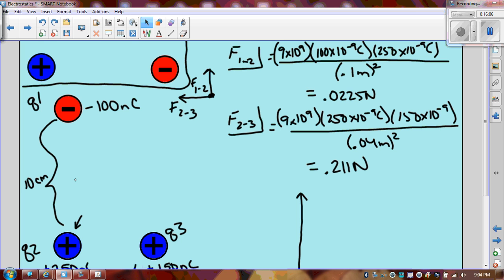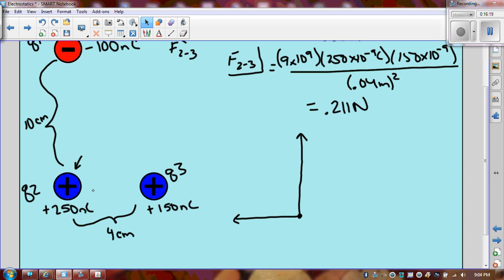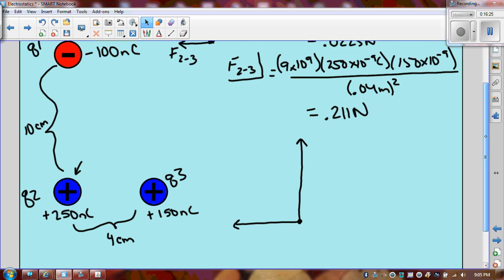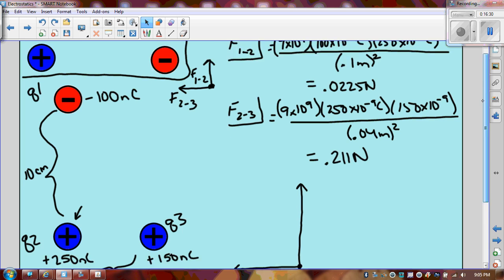For the force between 2 and 3, so the horizontal right here, this is going to be, if you plug in everything correctly, 0.211 newtons. So considerably more force is experienced between the horizontal versus the vertical. But still, nonetheless, there is both components. And so what I did down here is I redrew the force diagram. It was kind of squished up here, so I just redrew it a little bit bigger down here.